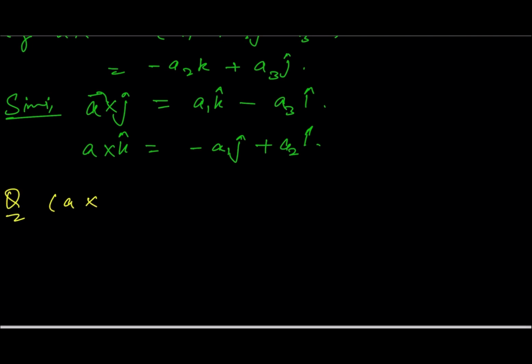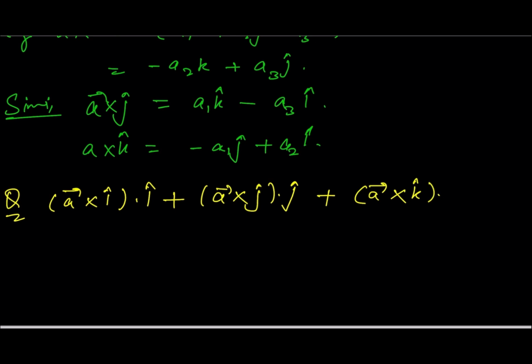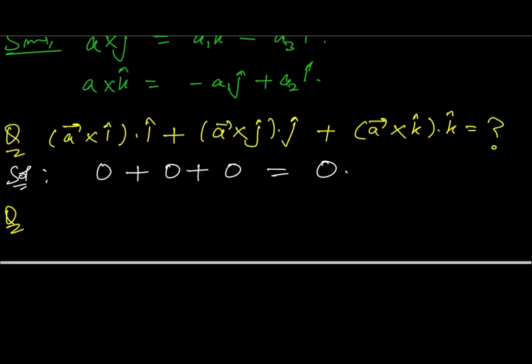Take a question. A cross I dot I plus A cross J dot J plus A cross K dot K is equal to question mark. So A cross I dot I is 0 as A cross I and I vector are perpendicular. So 0, similarly 0 and 0, which will become 0.